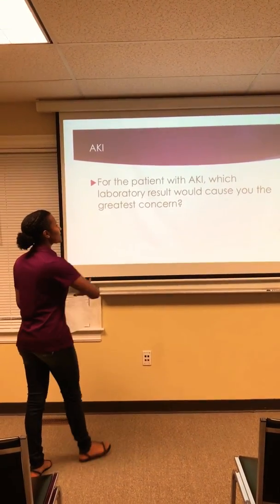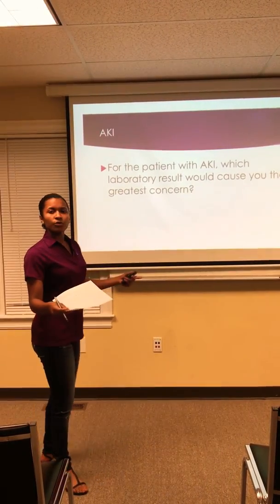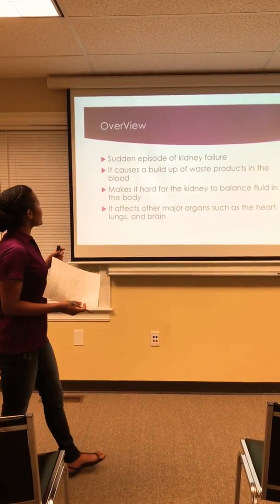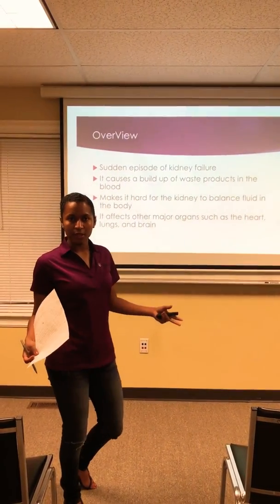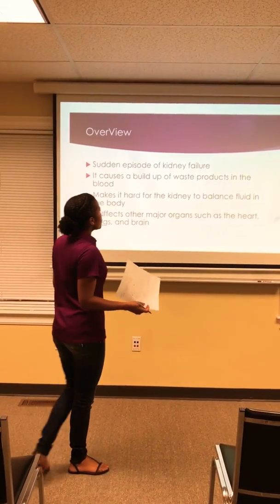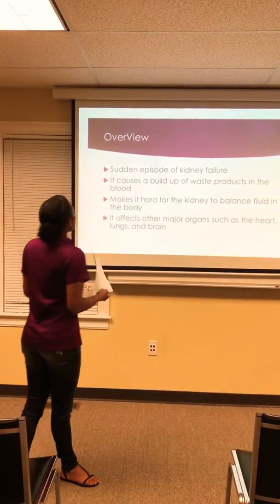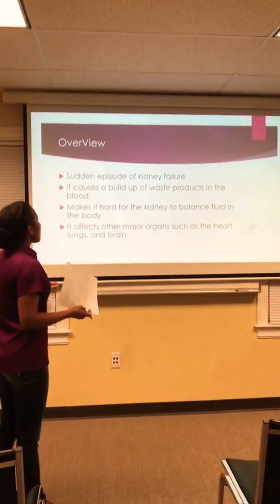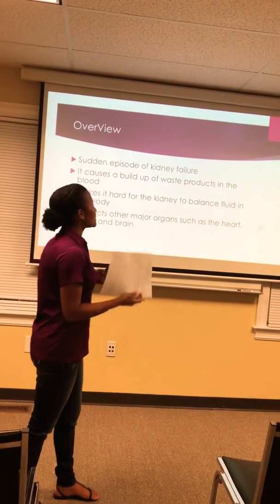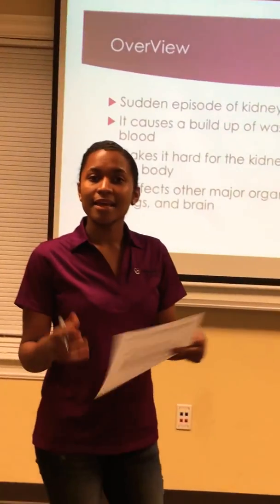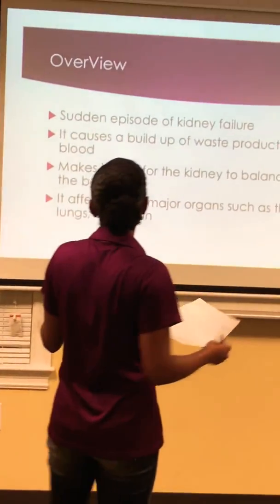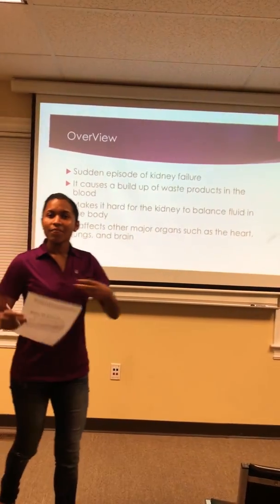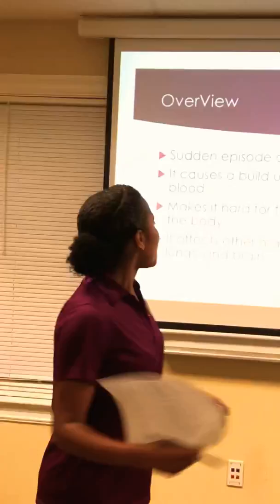So before even looking at the answers, let's go over a little overview about AKI. AKI is a sudden episode of kidney failure. Sometimes you hear it referred to as kidney failure, okay? It causes a buildup of waste products in the blood. It makes it hard for the kidney to balance fluids in the body, so we can imagine it causes electrolyte imbalances in the body. It affects other major organs such as the heart, the lungs, and the brain, okay?